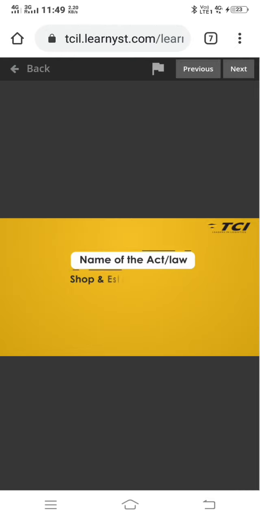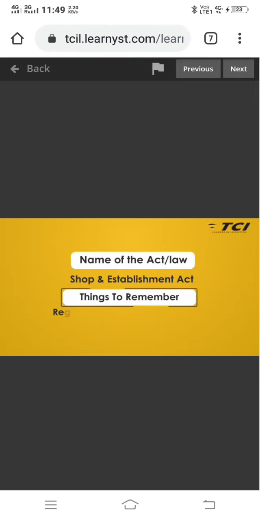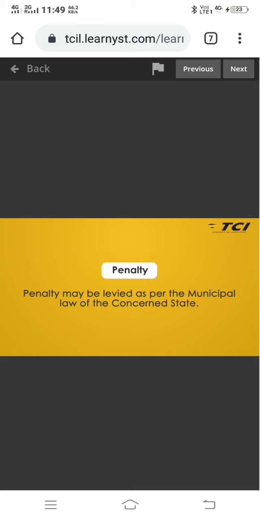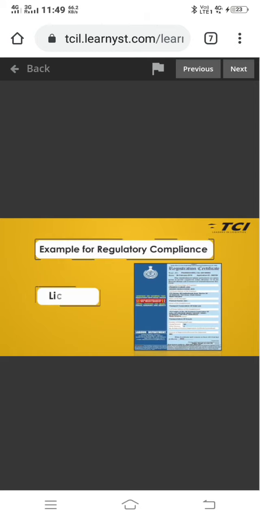Under the Shops and Establishment Act, registration of the company with the department along with details of employees is mandatory. Penalty for the same is levied as per the municipal law of the concerned state. This is an example of shops and establishment license.